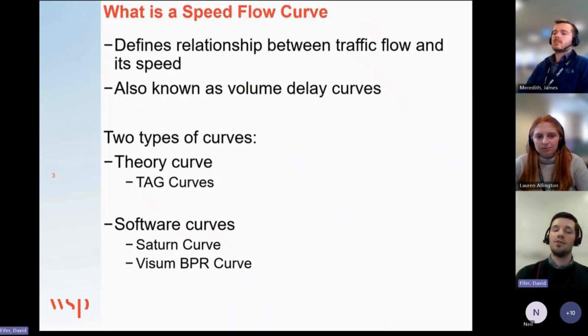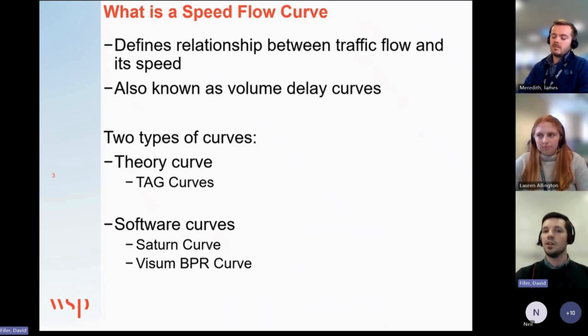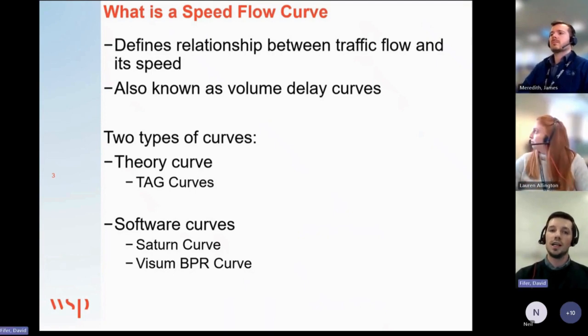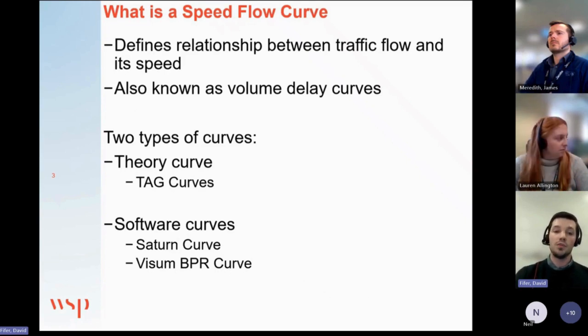So we'll begin with what is a speed flow curve. It's a function that defines the relationship between traffic flow and its speed. They're also known as volume delay curves, which is dependent on whether your model is determining speeds or journey times. So we'll be looking at two types of curves, which are the theory curves, the recommended curve usage, in this case the TAG curve, and the software curves, which are what the modeling packages we use have available to them, and that will be the SATURN curve and the VISUM BPR curve.